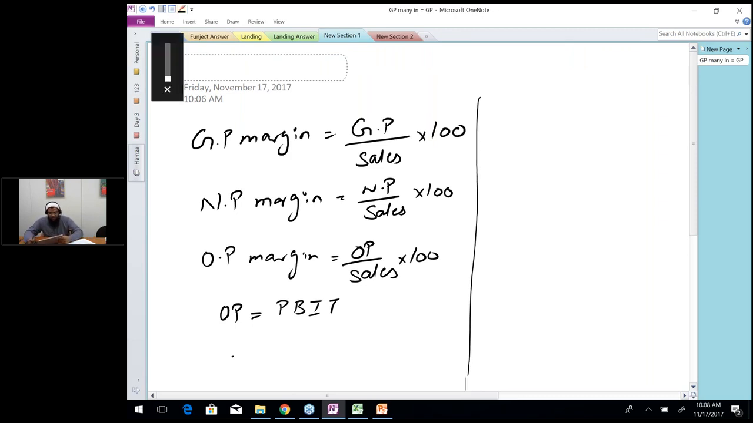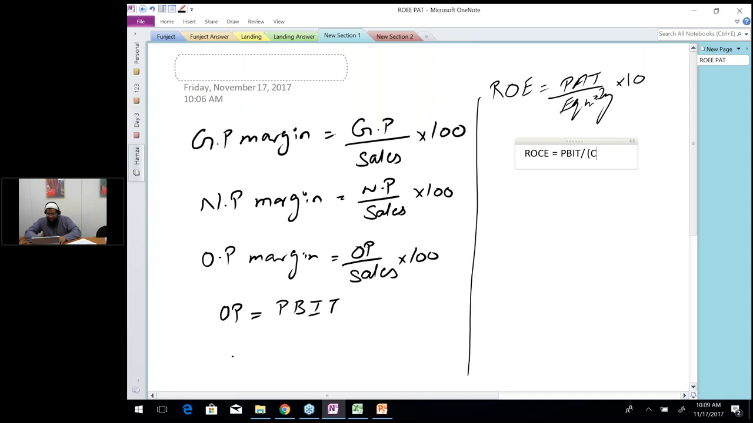So gross profit margin is gross profit divided by sales into 100. Net profit margin is net profit divided by sales into 100. Operating profit margin is profit before interest and tax divided by sales. Then you should be aware of other basic ratios, which include return on equity, which is profit after tax divided by equity into 100. Similarly, return on capital employed is profit before interest and tax divided by capital employed.